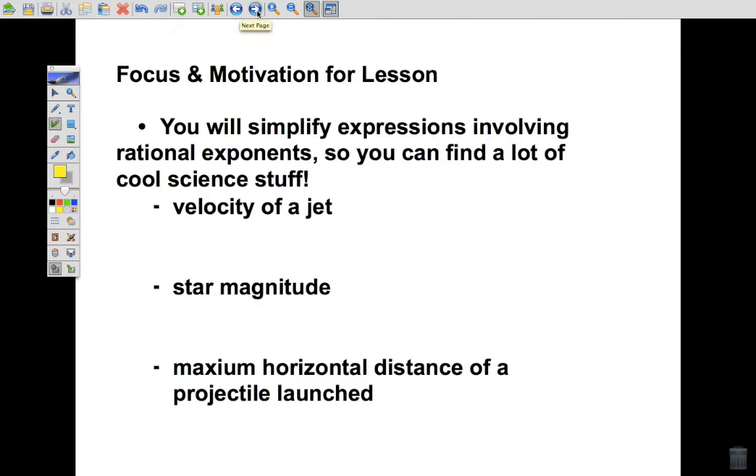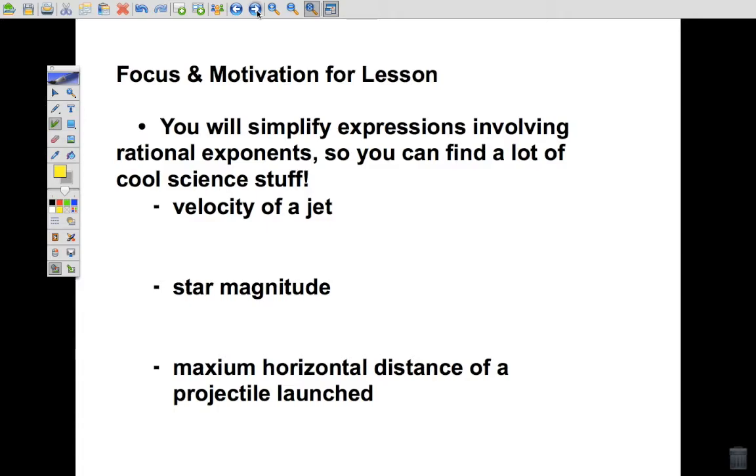As we look at simplifying expressions today using rational exponents and also using radicals, you'll see that many formulas in science will use exponents like this. When you're calculating the velocity of a jet, when you're finding a star's magnitude, that's its brightness in comparison to other stars. Apparent magnitude of a star can be used to help you calculate the distance the star is from the Earth and other things.